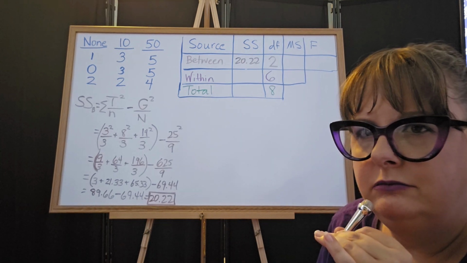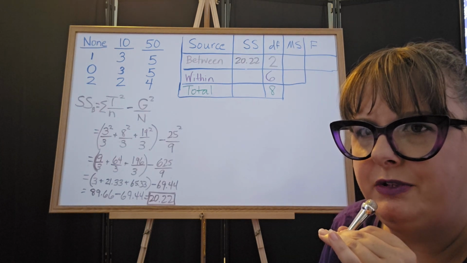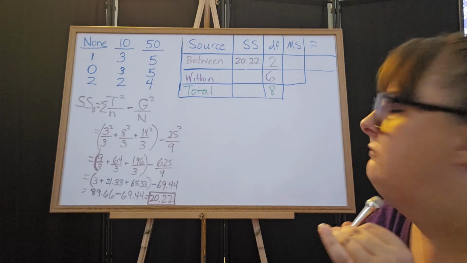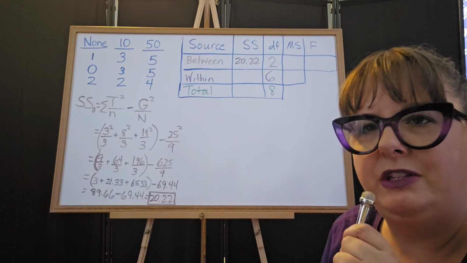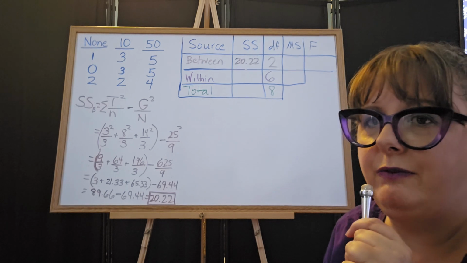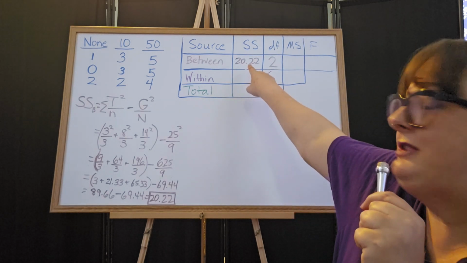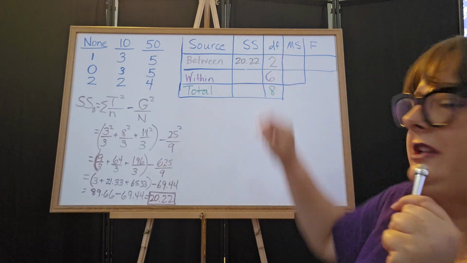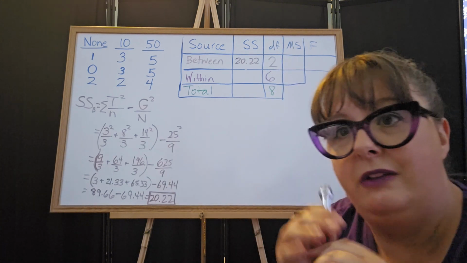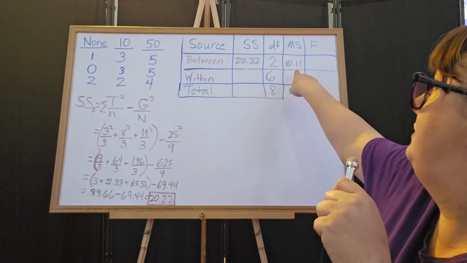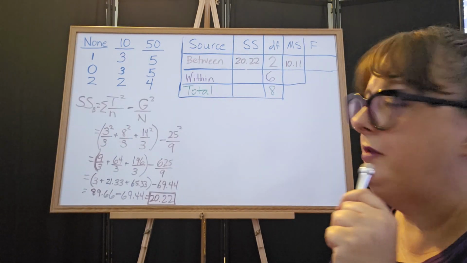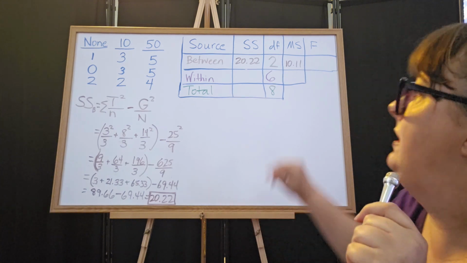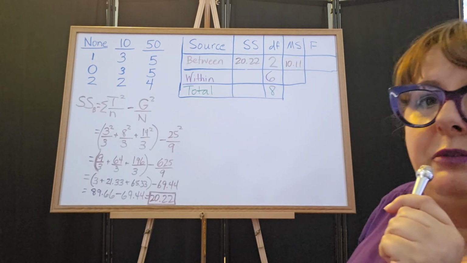We are now able to compute mean squares between. I know you're excited. I'm excited. Well, how do we do that? What's the formula for mean squares between? It's actually quite simple and straightforward. Sum of squares between divided by degrees of freedom between gives you your mean squares between. So we can fill in that cell. All right, so we've got our mean squares between. 20.22 divided by 2 is 10.11, rounding to 2 decimal places here. All right, so now we've got one more cell filled in.